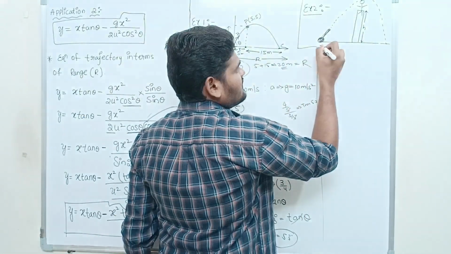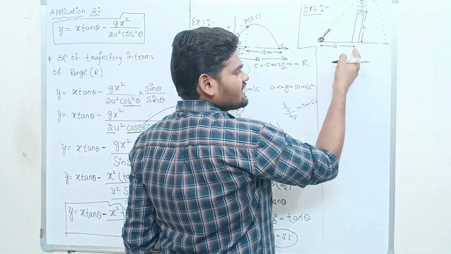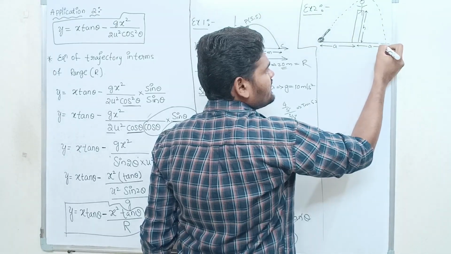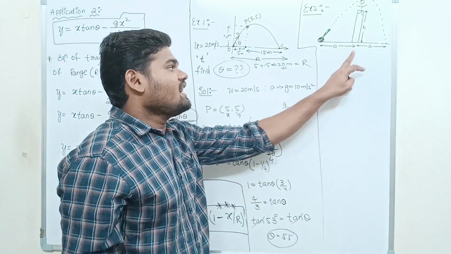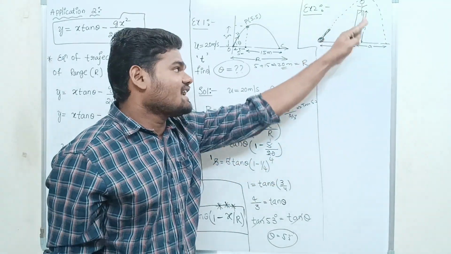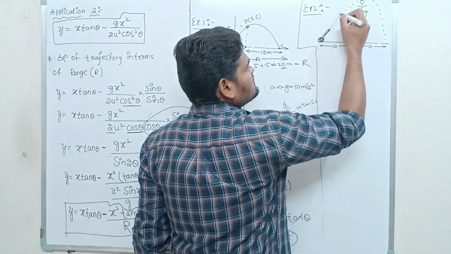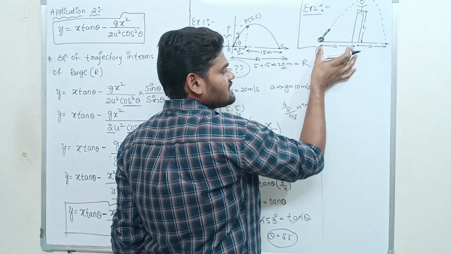The distance from the gun to the tower is A, and again the distance from the tower to the point where the bullet hits the ground is A. So A, A. That means the tower is at the mid of this ground. This distance is A and this distance is also A.